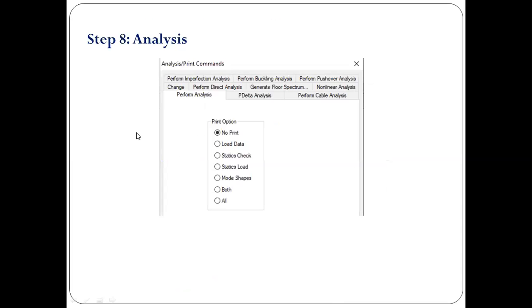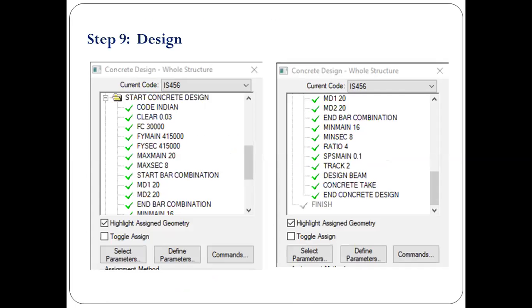Step 8, analysis. Click on the analysis button, we get a window like this. As of now, let it be no print. Let us run the analysis part. And then once the analysis has been successfully run, we go with the design part. Under design, we have a lot of parameters to be given. Then only we will get a result which is similar to that of the manual design.